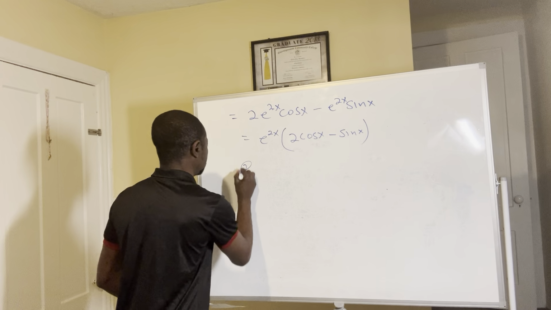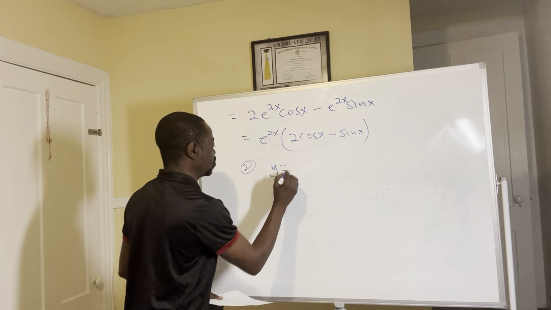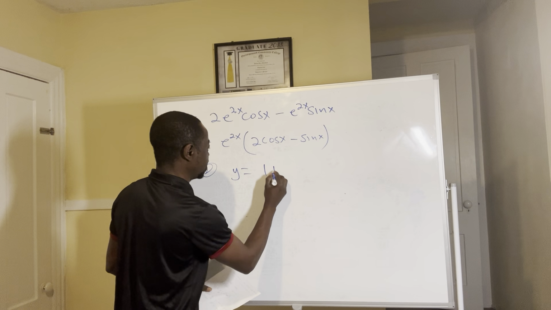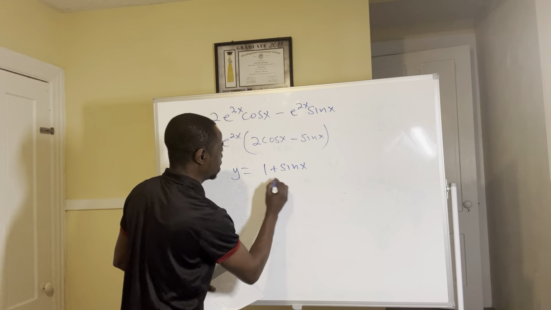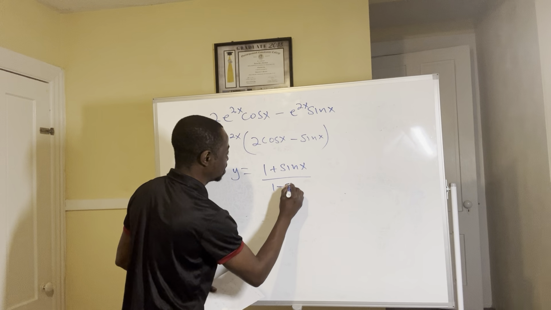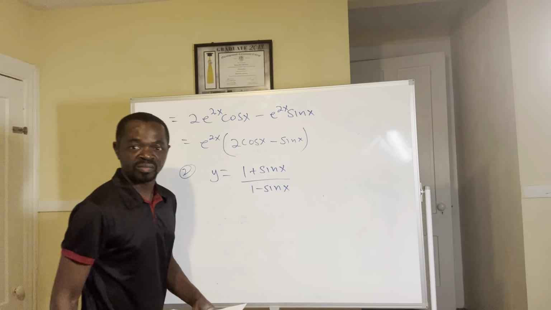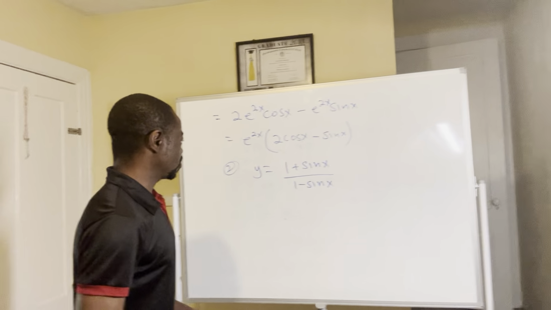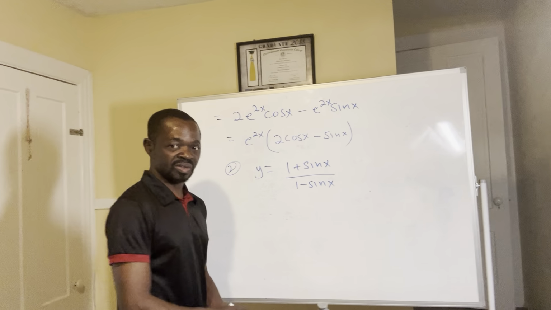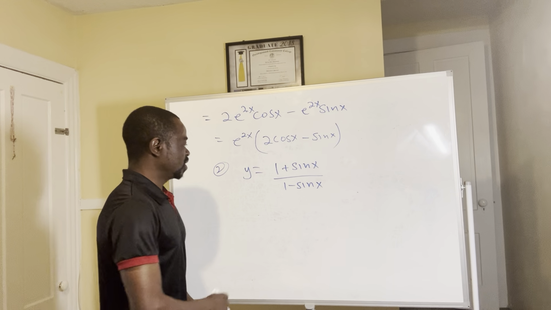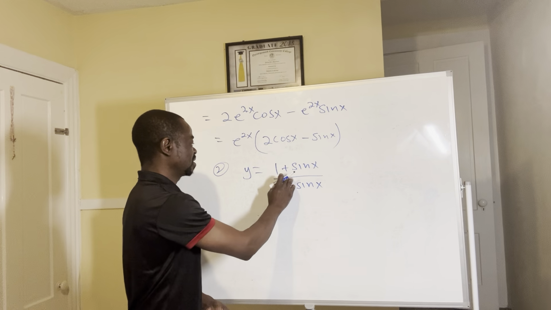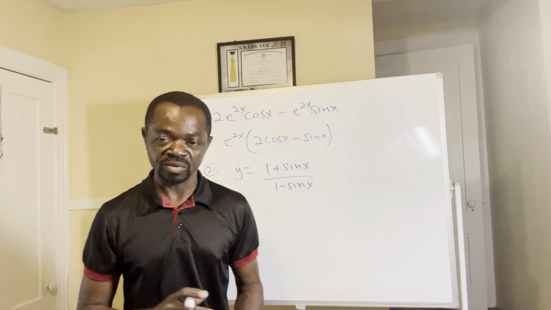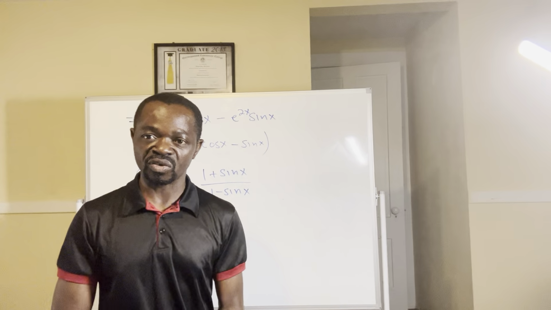Example 2. So y is equal to 1 plus sine of x all over 1 minus sine of x. All right. So how do we take the derivative of this? When you look at it, it's a division. This is divided by that. So then we have to apply our quotient rule.